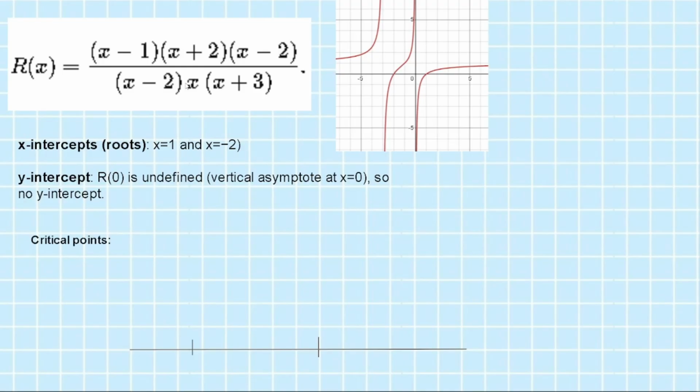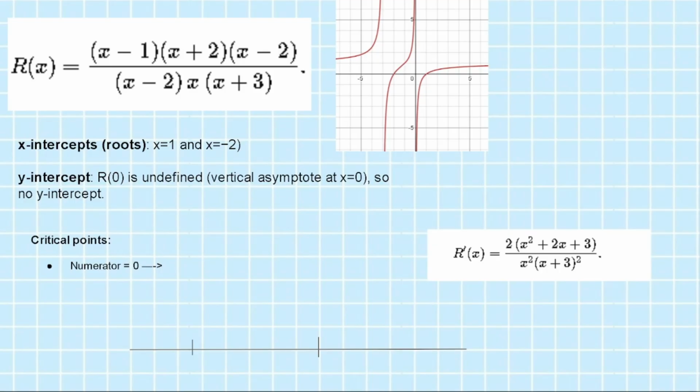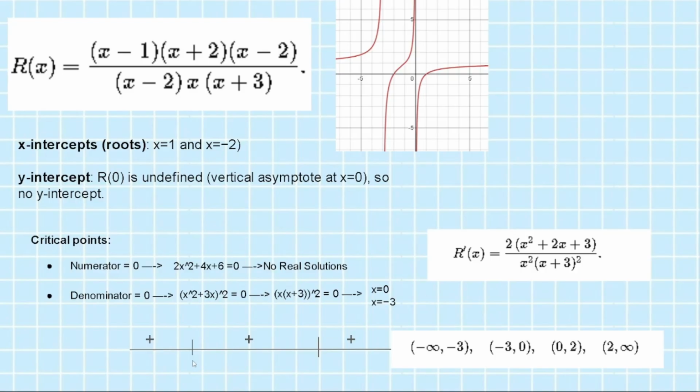Taking the critical points, we need to look at the first derivative and see where it's either equal to 0 or is not defined. So we're going to see at the numerator, when we equate it to 0, we're going to get no real solution since the discriminant is negative. And for the denominator, we're going to see that we get x equals 0 and x equals minus 3 where the function does not exist. When we plug that into the number line and plug in points between these, we see that the function is constantly increasing on this interval. And this is how you would write it, with a union in between.